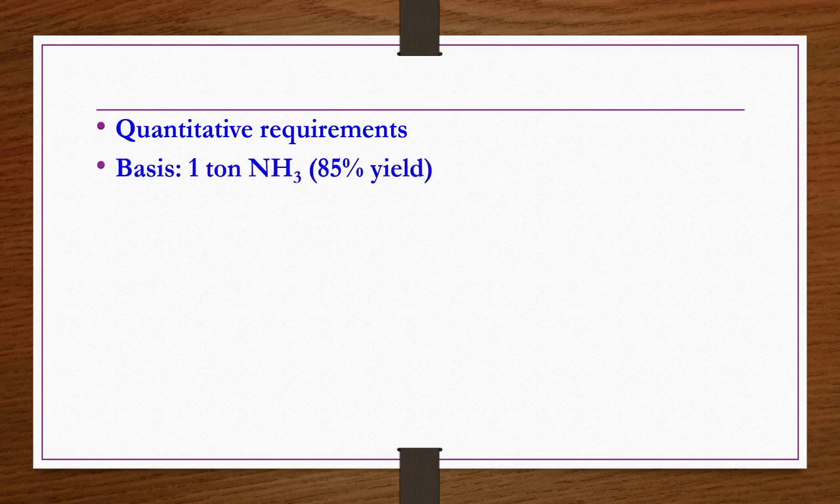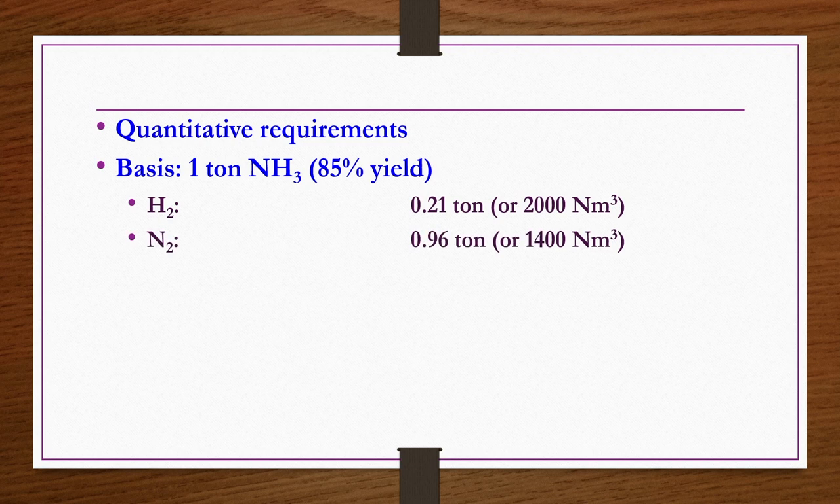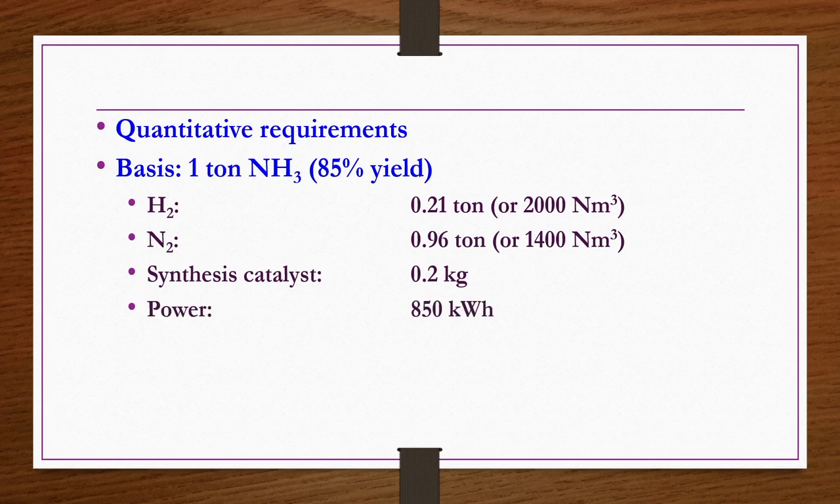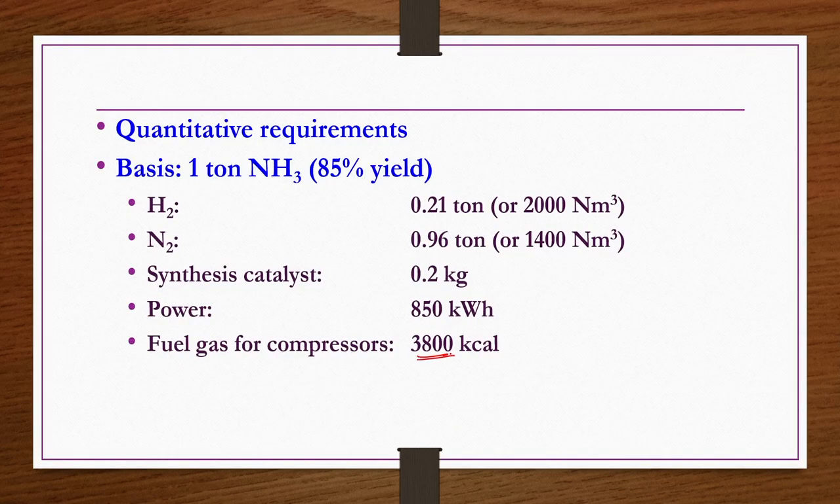Quantitative requirements. If you take as basis 1 ton of ammonia at 85% yield, how much hydrogen is required? 0.21 tons or 2000 normal cubic meters. Nitrogen, 0.96 tons or 1400 normal cubic meters. Synthesis catalyst, only 0.2 kg for production of 1 ton of ammonia. Then power, 850 kilowatt hours. Then fuel gas for compressors, 3800 kilocalories.